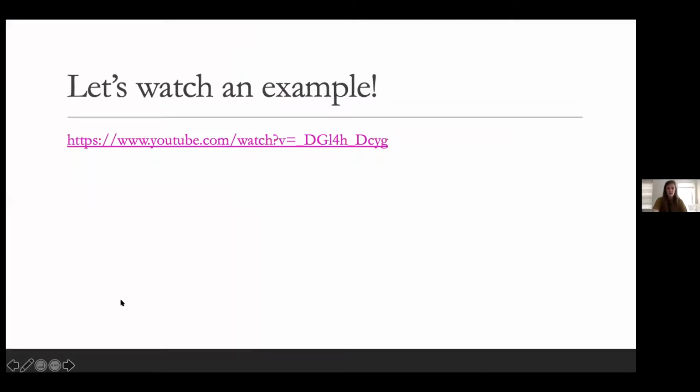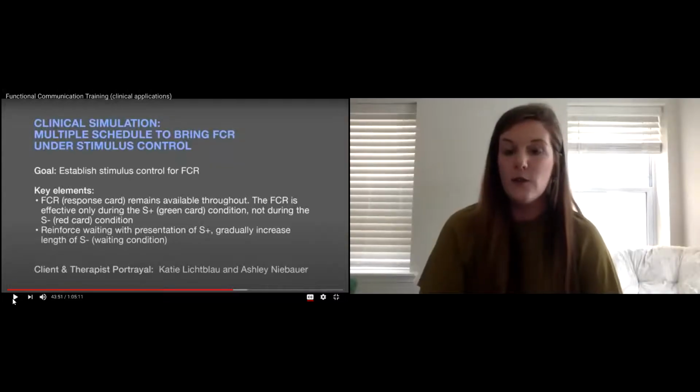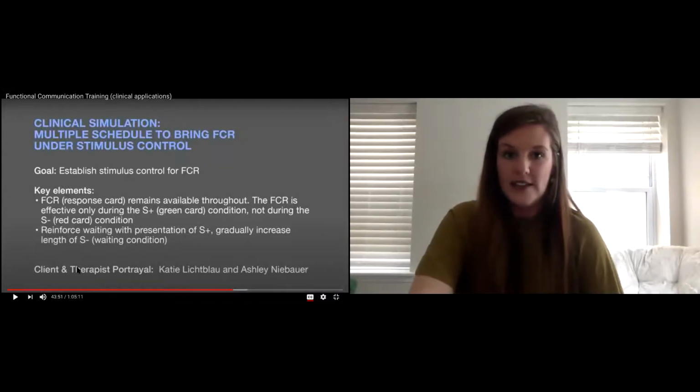So we're going to watch another example going to teach this. They taught the kid to use that communication response, but now the iPad is available and when the iPad is not available. And then you're going to reinforce waiting for the child as well to get access to the iPad.